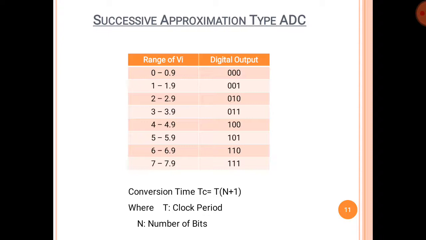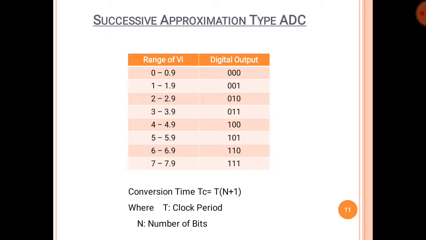For the first one, if the input voltage is 0 to 0.9, I will get the output as 000, and if it is 1 to 1.9, I will get 001. If it is 2 to 2.9, I will get 010, and so on.